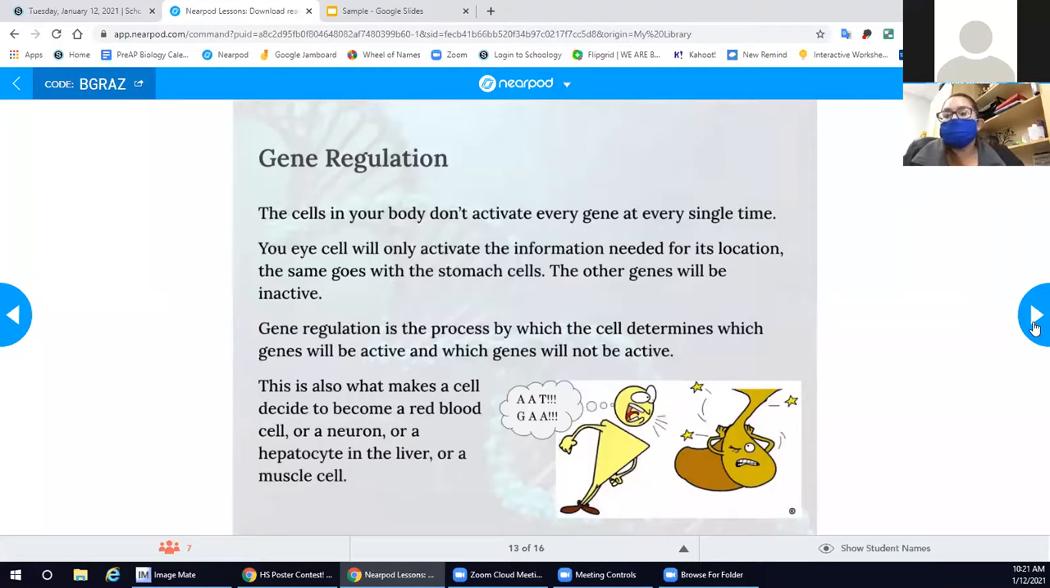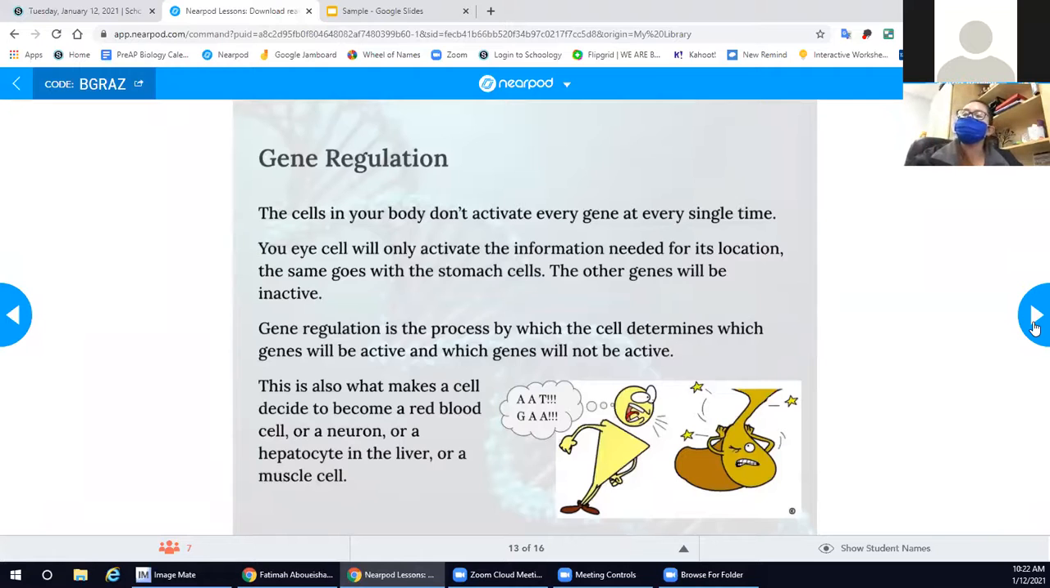It's going to turn off all the other DNA instructions for your stomach, for your toes, for your intestines. It's going to turn all of that off, and it's only going to turn on the stuff it needs for that eye. Gene regulation is the process by which cells determine which genes will be active and which genes will not be active. It also makes the cell decide to become a red blood cell, a neuron, or any type of cell in the body. That's what gene regulation does.